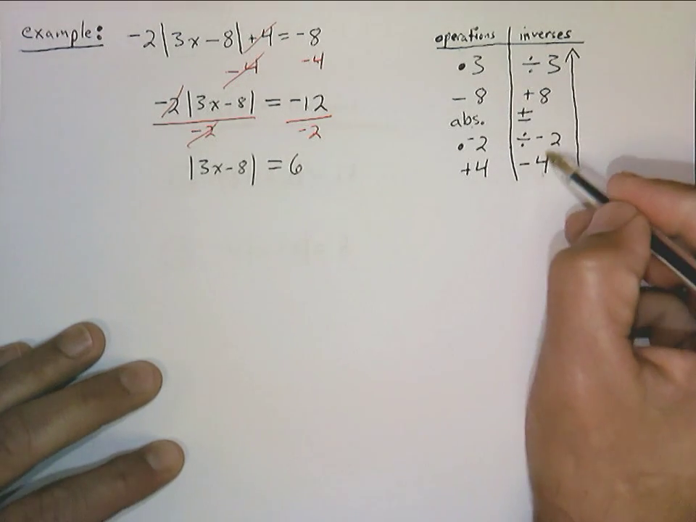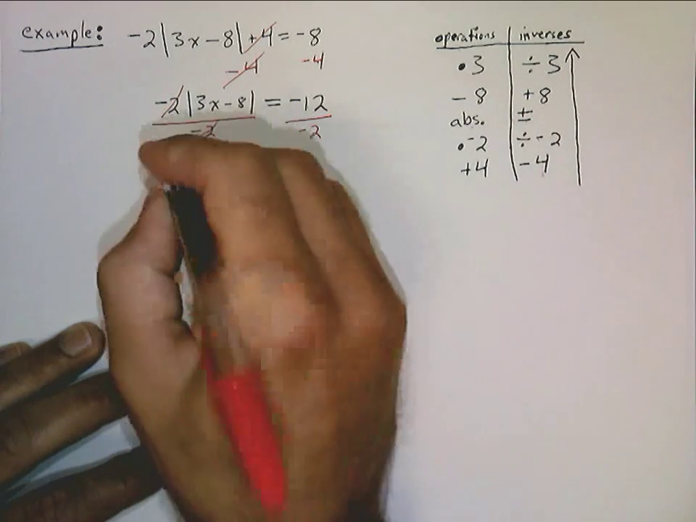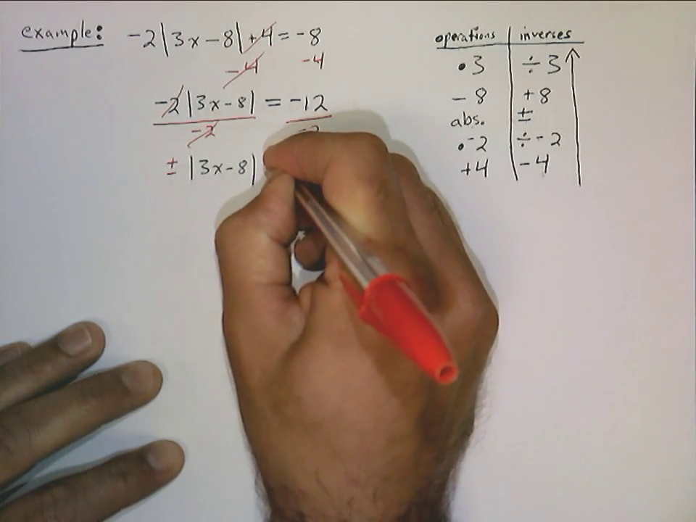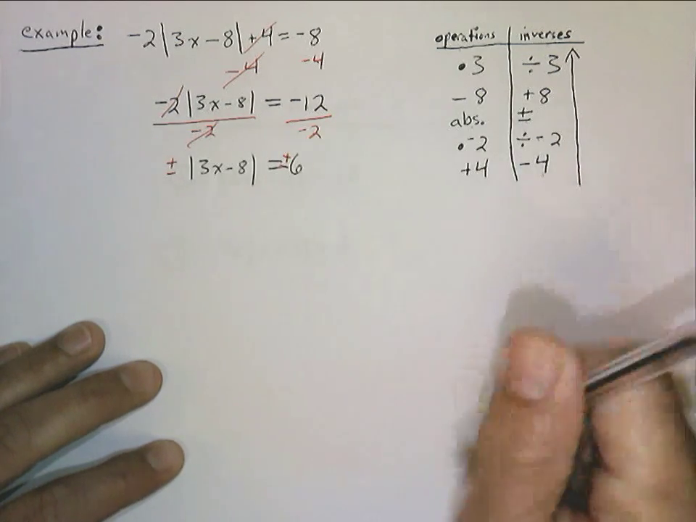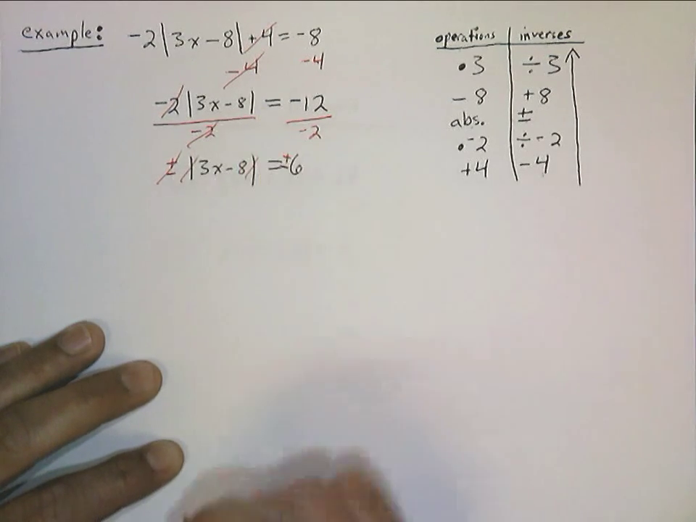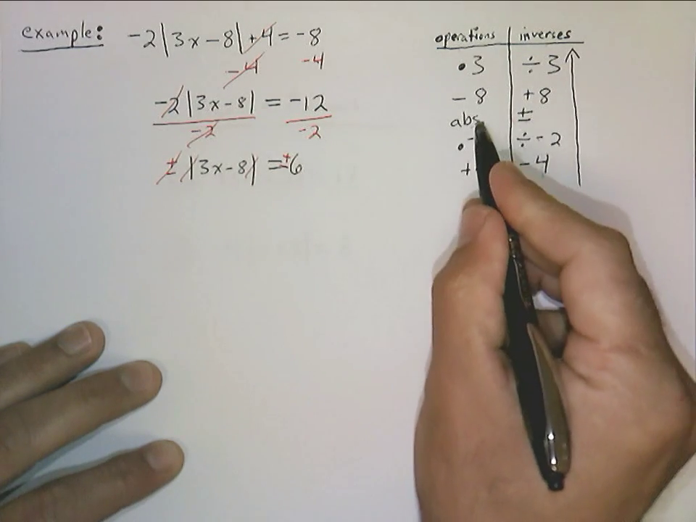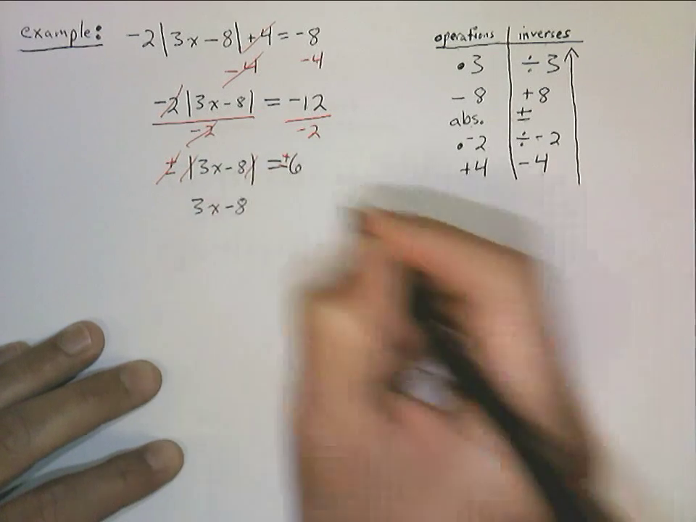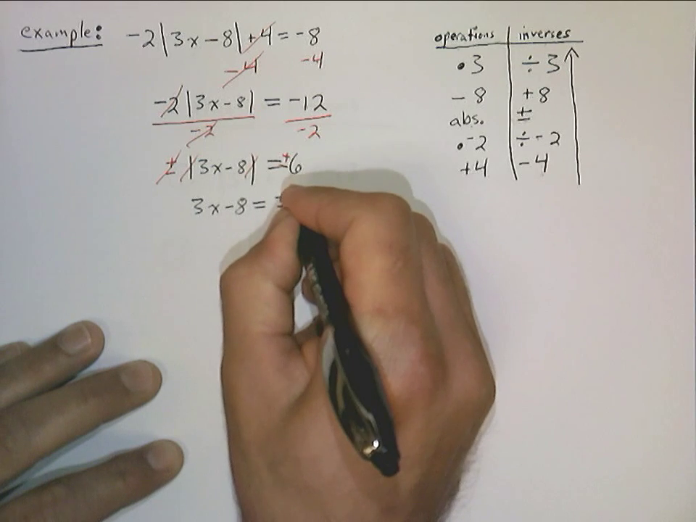Now, we've done these two things. Now we need to apply this plus or minus operation. So we'll take plus or minus the left-hand side and also plus or minus the right-hand side. And what happens here is that this plus or minus is going to cancel out our absolute value bars, because this is the inverse operation of the absolute value. So we're left with 3x minus 8 on the left with no absolute value in it, and that's now equal to plus or minus 6.